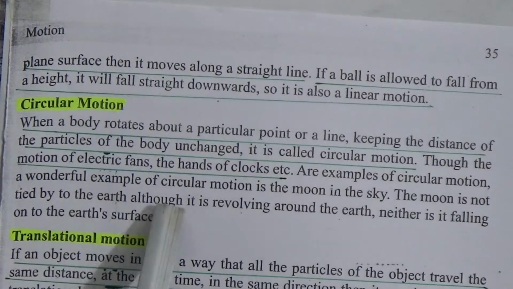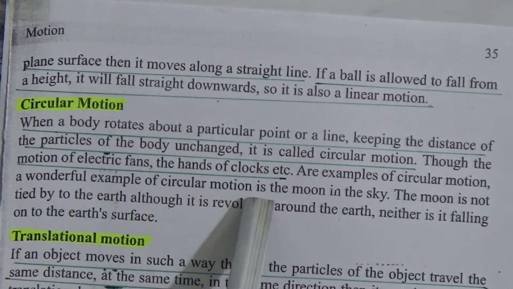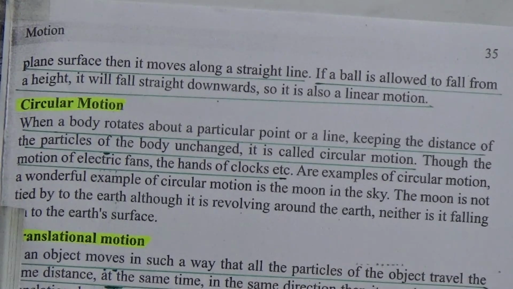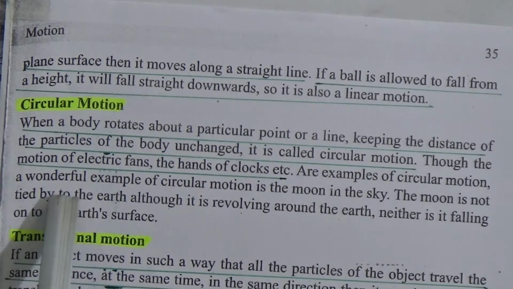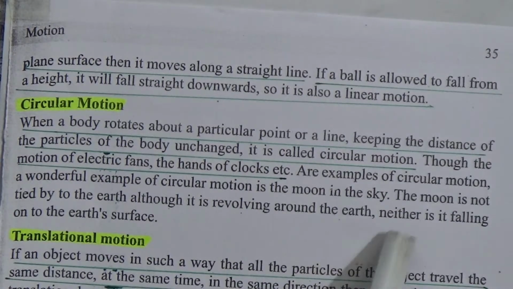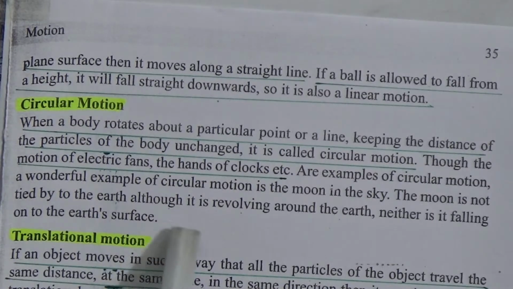A wonderful example of circular motion is the moon in the sky. The moon is not tied to the earth, although it is revolving around the earth. Neither is it falling onto the earth's surface.